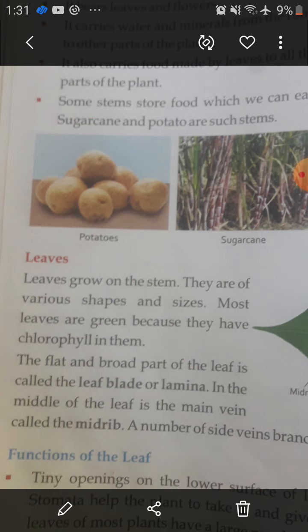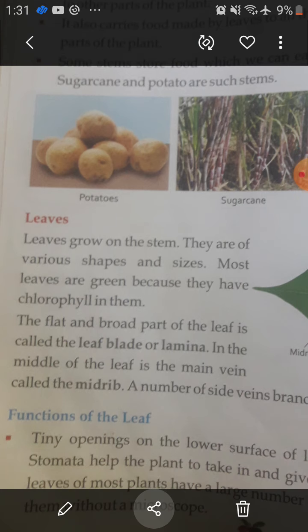Okay. The function of the leaf. What is the function of the leaf? Tiny openings on the lower surface of the leaves are known as stomata. Stomata help the plant to take in and give out air and extra water. The leaves of most plants have a large number of stomata, but you can't see them without a microscope. With the help of a microscope, we can see the stomata. Okay, clear?